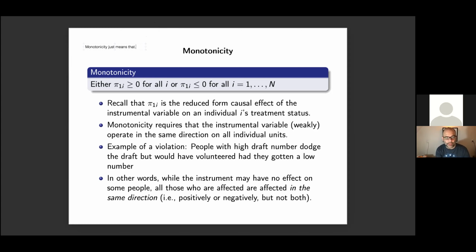just means that the instrument operates in the same direction weakly for all people. So that means if the instrument shifts people into treatment for higher values of the instrument, it must either have no effect on some people or positive effects on the others, but it can't have a positive and negative effect at the same time.